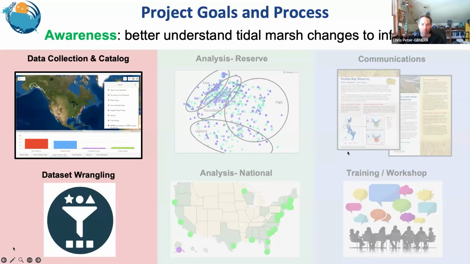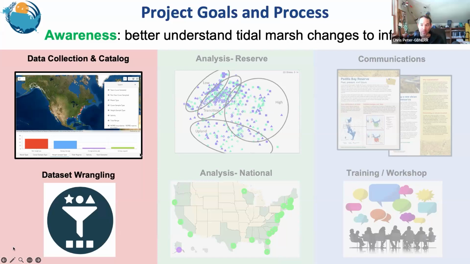Now I kind of want to get back into the what and how. So there's a little bit of a detour, but so what is this project about? It's really just to better understand tidal marsh change that informs management. That's the high level goal. So how do we do this? I'm going to try to tackle in one really quick slide here because I really want to get us into the results. So we did it in 3 phases.